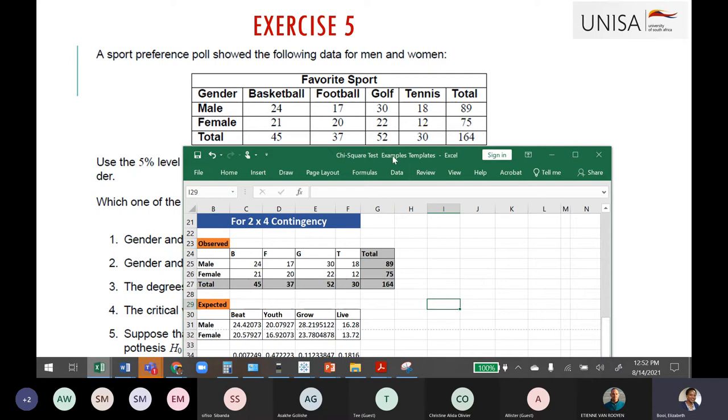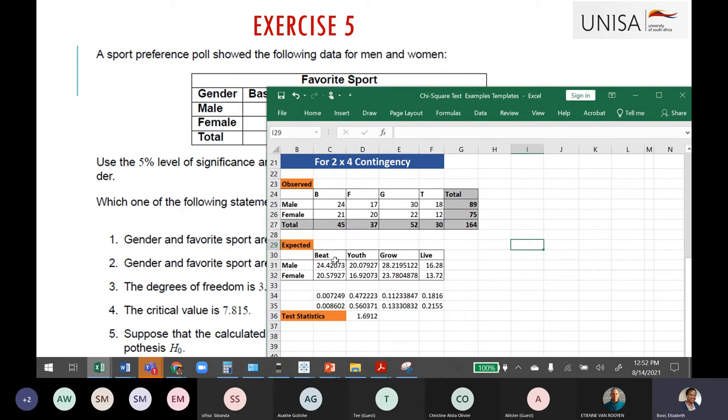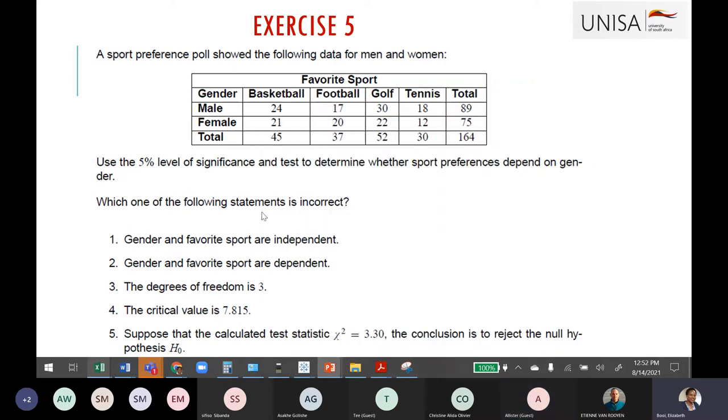So my expected values are there, calculated. I can also just copy the titles back here. My expected value calculated and my test statistic calculated. All I need to do is come here and answer the question.